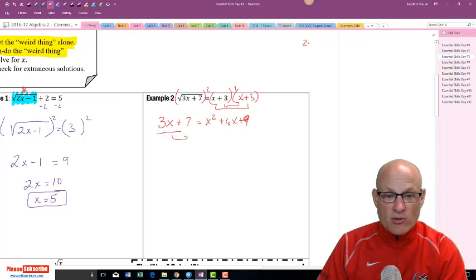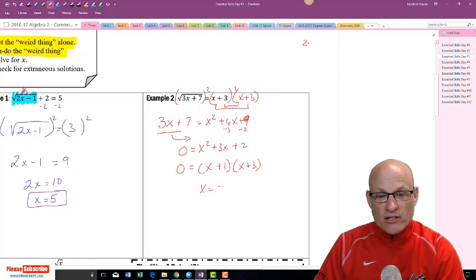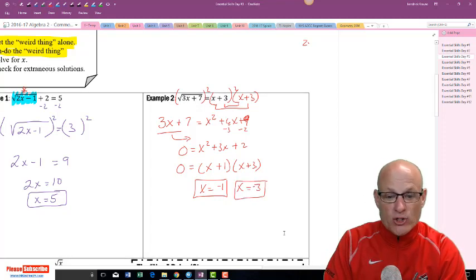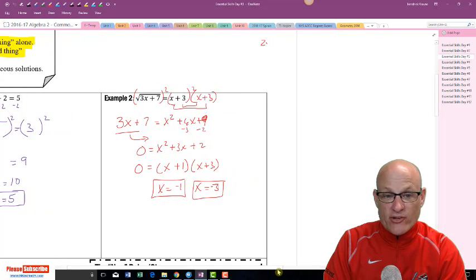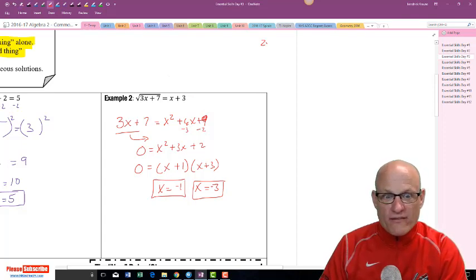So these two things need to come over to that side. So 0 equals x squared plus 3x, right? We subtracted 3x, subtract 2, plus 2. Factor it, x plus 1, x plus 3. So I get two answers, x equals negative 1, and x equals negative 3. Now, if you're so freaking lazy that you can't check these, shame on you. Because on the Regents exam, there's probably about a 75, 90% chance, whatever, that one of these won't work.